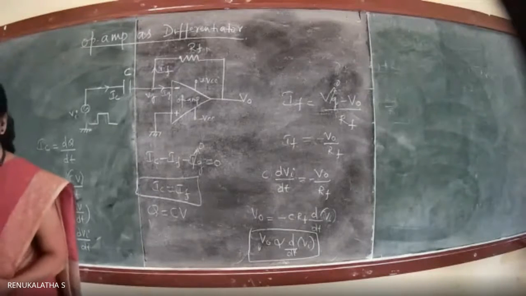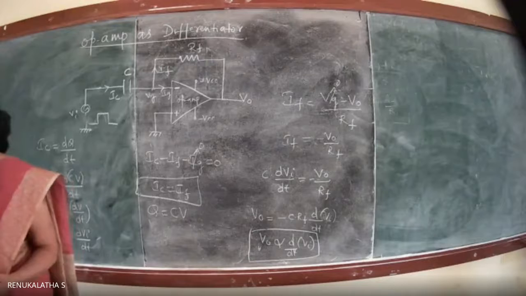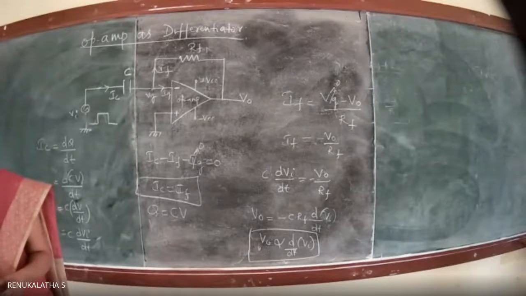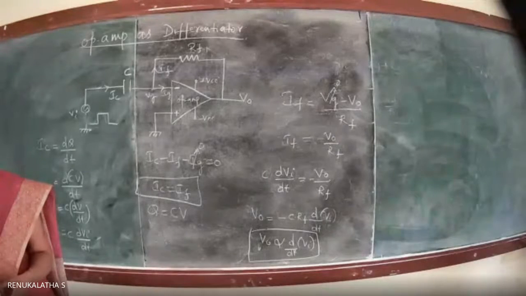I hope you have understood the differentiator and the non-inverting amplifier. If anybody has any doubt among these two circuits, you can ask me. I assume no doubts.